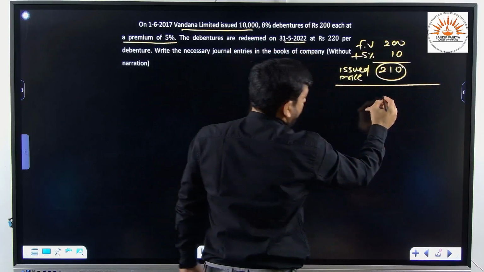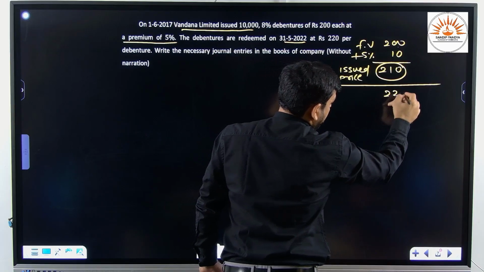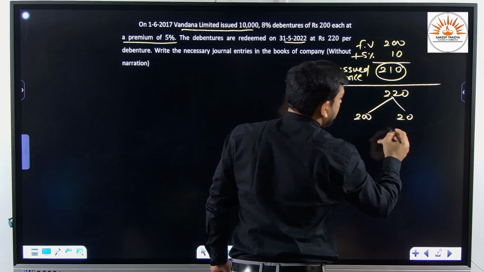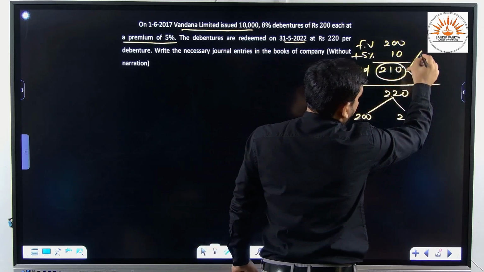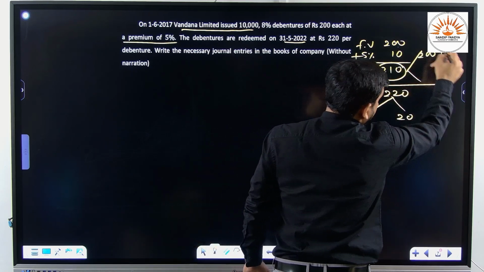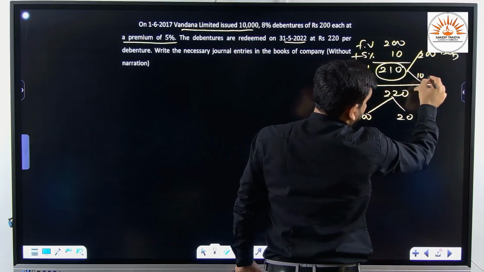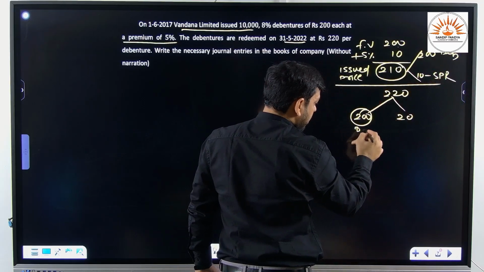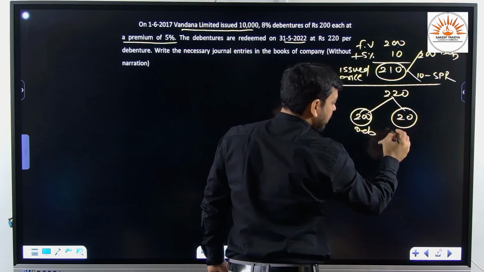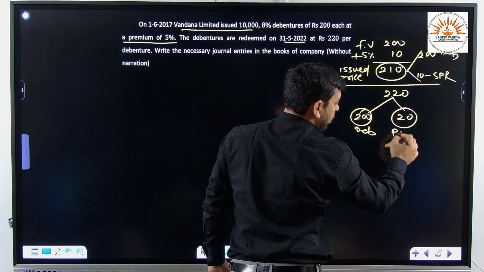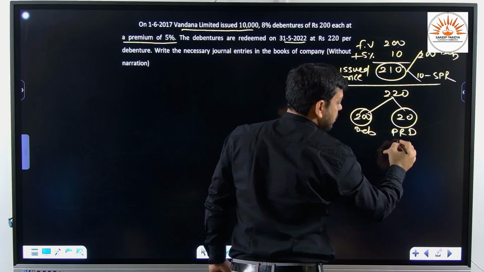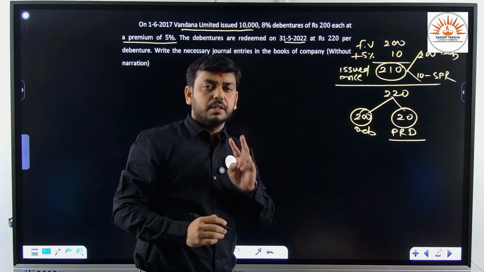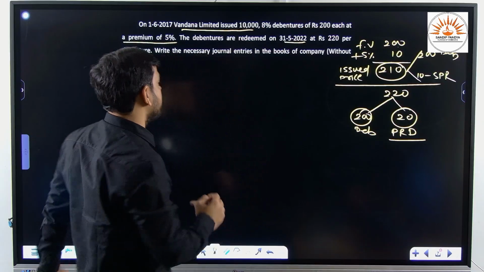So, what was the additional amount? Out of 220, 200 for debenture and 20 for premium. So, see, these 200 is for debenture as we know. These 10 rupees is for security premium reserve. These 200 is for debenture, but these 20, mind well dear friend, is called premium on redemption of debenture. Once again, premium on redemption of debenture. So these two things we need to keep in our mind while solving this type of question.